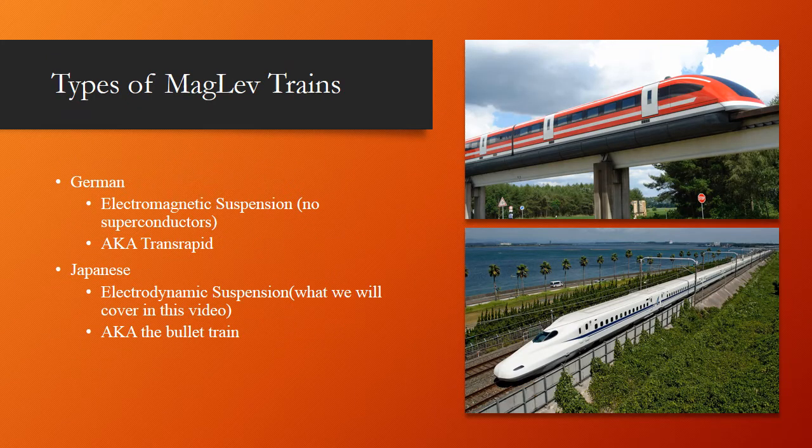Now on to maglev trains. There are two main types of maglev trains, German and Japanese. German maglev trains use electromagnetic suspension to levitate their train carriage, a system they coined Transrapid. Japanese maglev trains, also known as bullet trains, use electrodynamic suspension, what this video cares about, which is more interesting to me because of its use of superconductors.